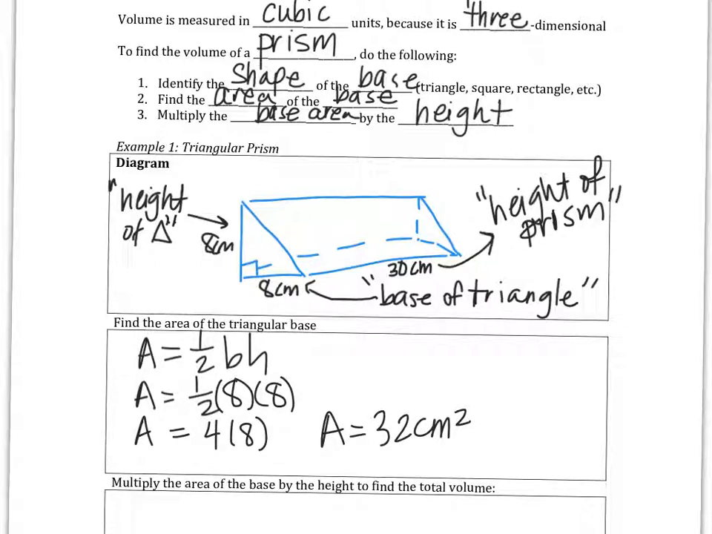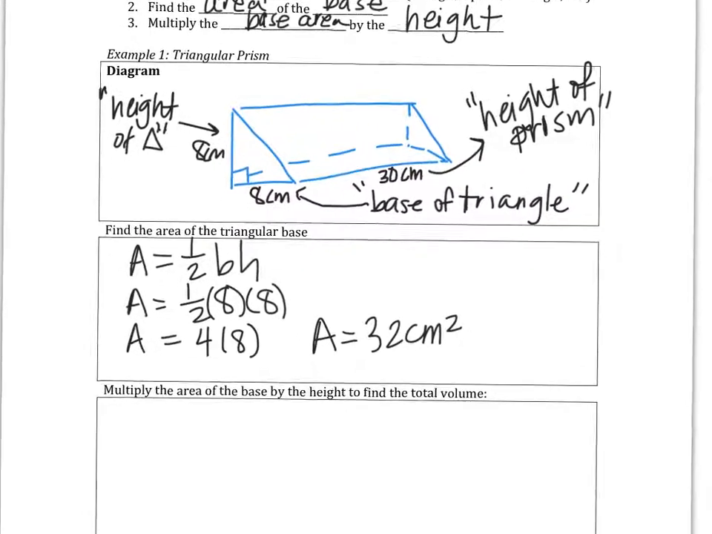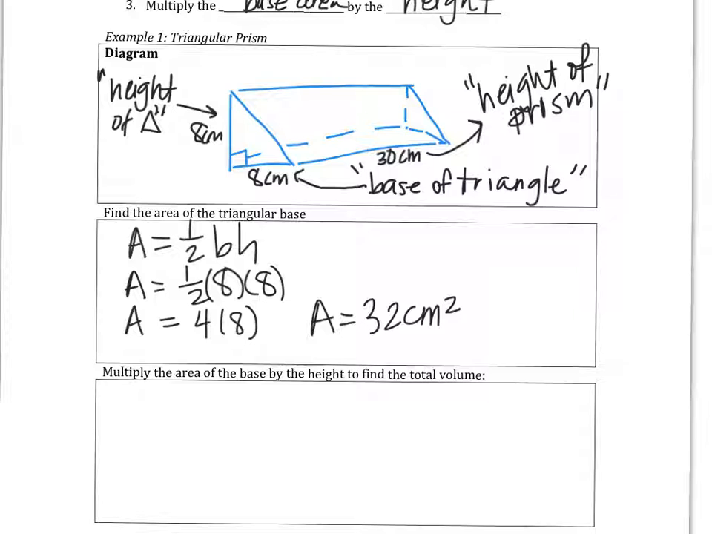And now all we have to do to find the volume is multiply that by the height, which is right here. So let's go ahead and do that. Let's move this up. And so we have 32, which is the area of the base, times the height of the prism, which is 30. And that's going to be 960 centimeters cubed.